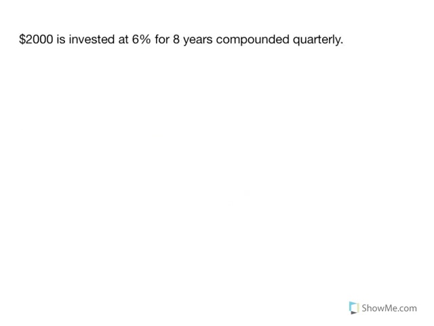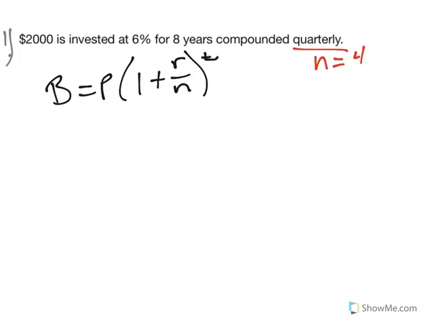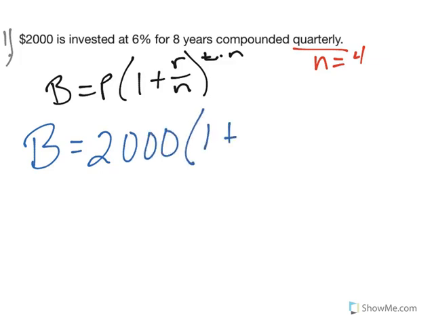Alright, so this is number 1. Sorry, I missed that part. $2,000 is invested at 6% for 8 years compounded quarterly. So let's first say quarterly. That means n equals 4. And let's go ahead and plug our information into our formula. So remember, formula, B equals P times 1 plus r over n, raised to the t times n power. So our principal is 2,000. In parentheses, 1 plus the rate is 6%, so 0.06. N, how many times are we compounding? 4.